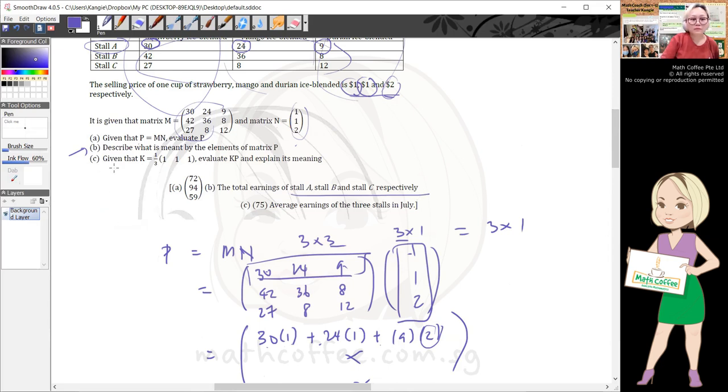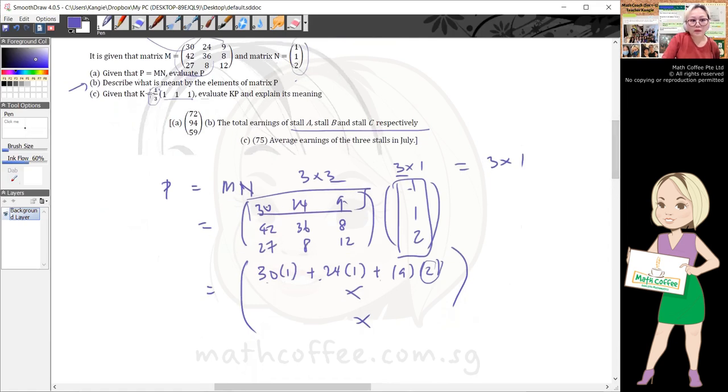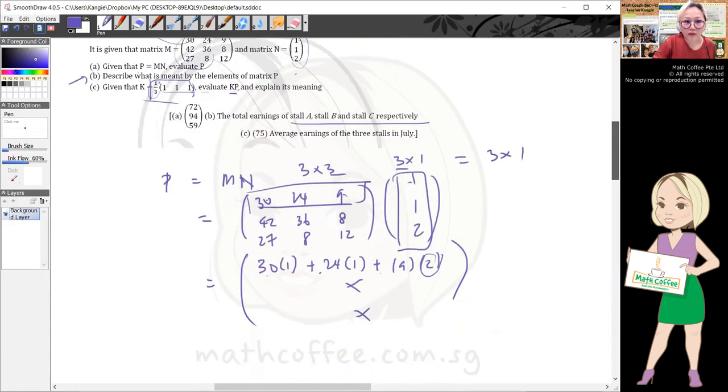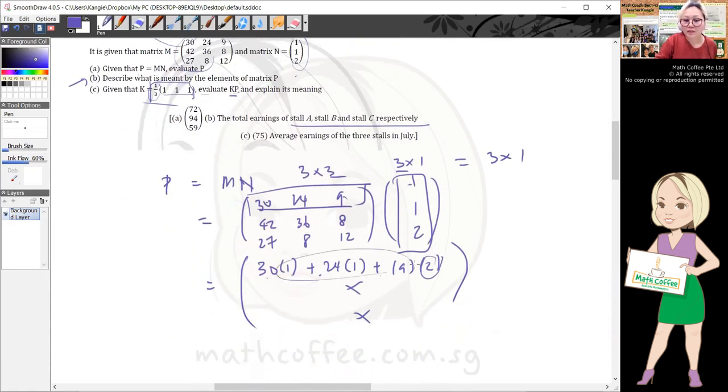Okay? Next, given that K is equal to (1/3, 1/3, 1/3), evaluate KP. So what does it mean? Okay? KP means they're going to use this, then after that multiply by P. So this 1/3 means what? You have 3 stores. Okay, and your P is the separate for each store. It means that you are trying to find the average for the 3 stores.